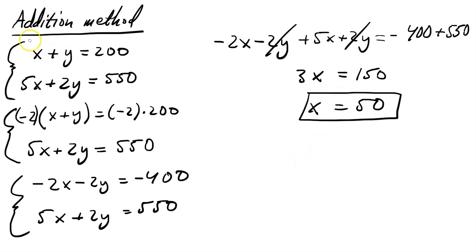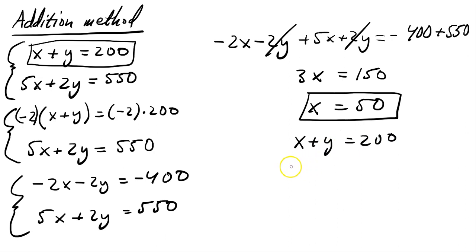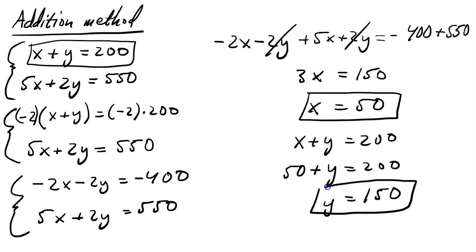And now we can just use one of the original equations, or any of the equations, to figure out what y must be. So we have x plus y equals 200. And we know this is 50. And then we see that y must be equal to 150. So you see that we have the same solutions here as with the substitution method. So it's called addition method since we add two of the equations and then one of the unknowns cancels.